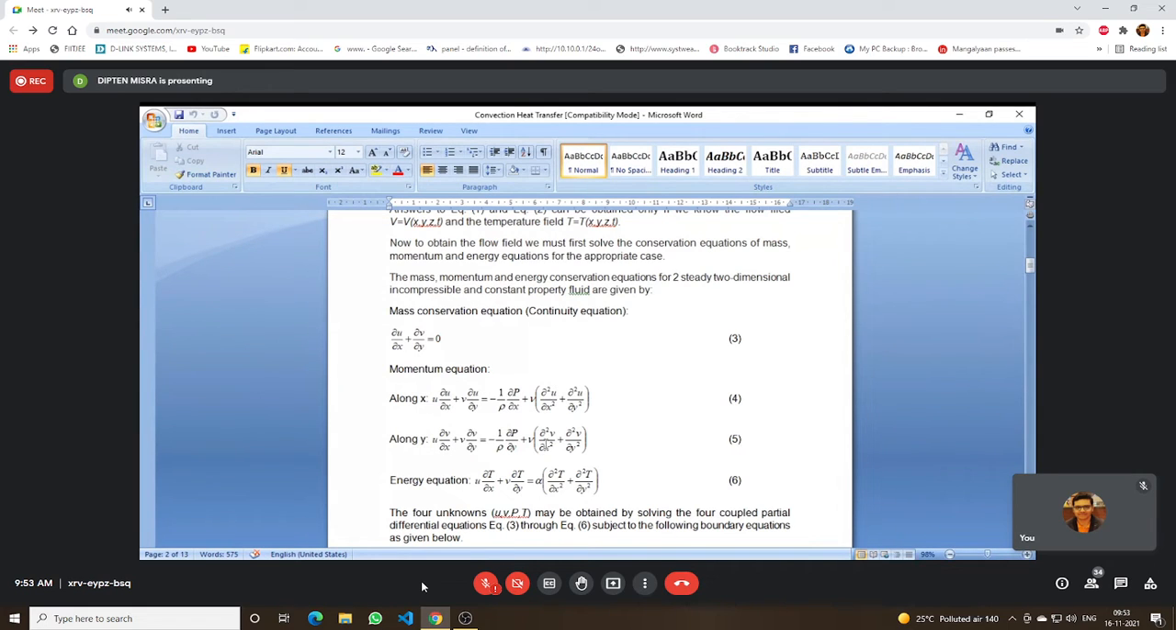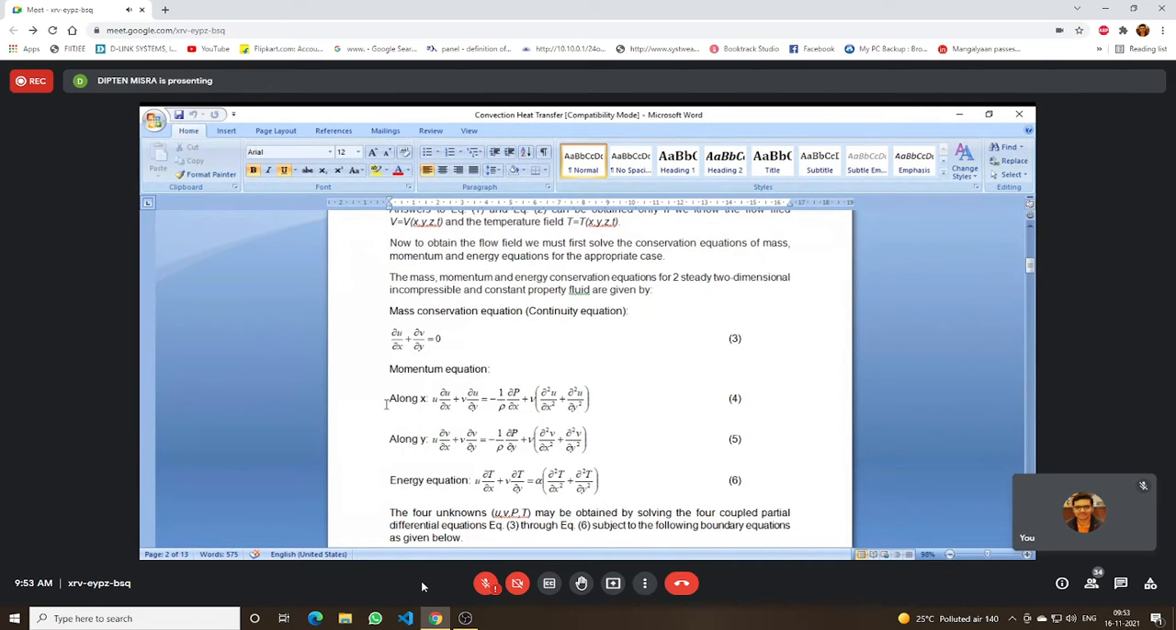Similarly, here also you have del 2 del x square plus del 2 del y square operating on v, the y direction velocity component. So if you solve these three, you can get the knowledge about u, v, and p. And once you have the knowledge about how u varies along x and y, you can find out the velocity gradient along y, del u del y at y equal to 0 at each and every x.